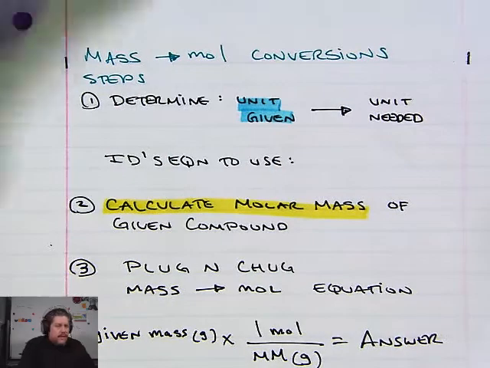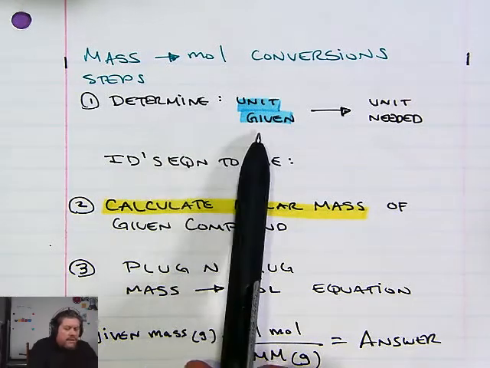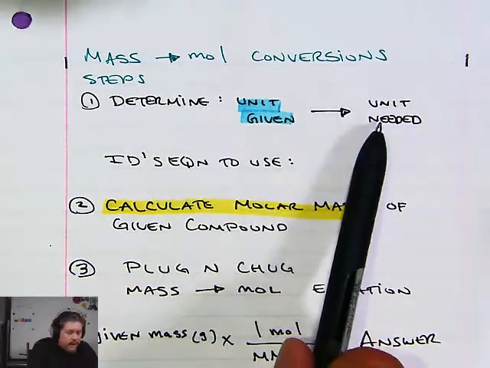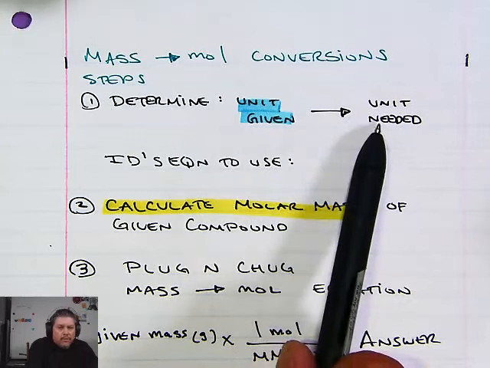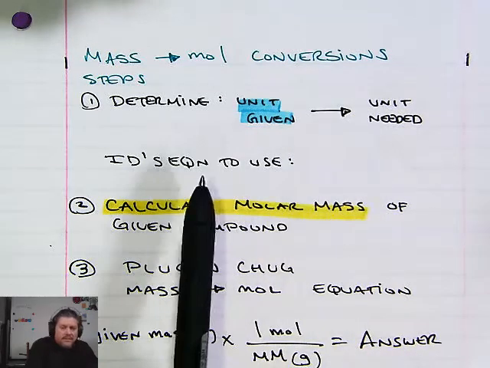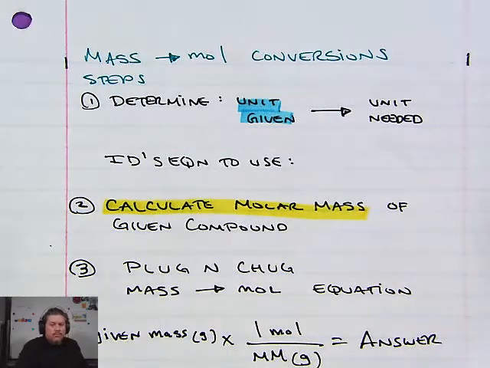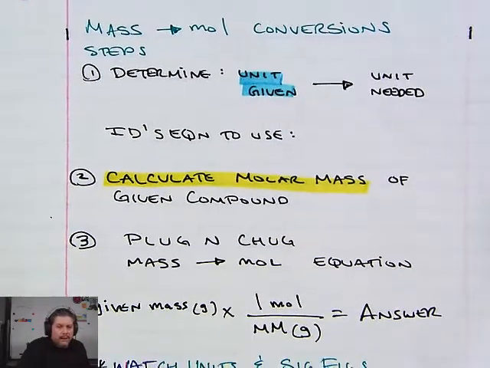For the three steps, the first step is our traditional, let's figure out what's going on. We're going to determine the unit given and the unit needed. I don't know if you want to call it start or end, that works too. Whatever makes it happen for you or helps you, that works fine. This is going to help us ID our equation to use. Once we do that, we're going to move to step 2. We're going to calculate the molar mass of the given compound.